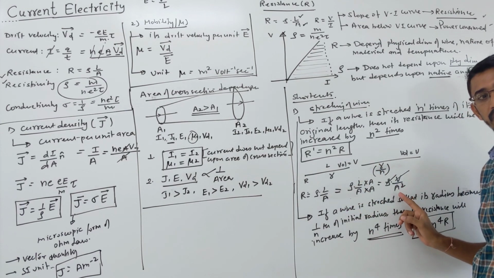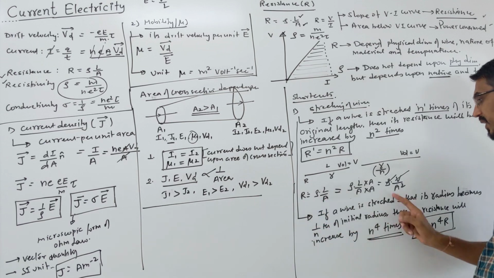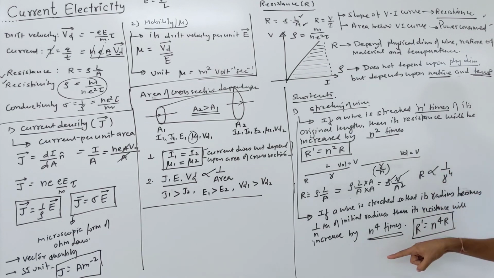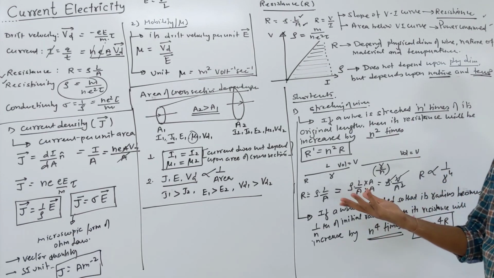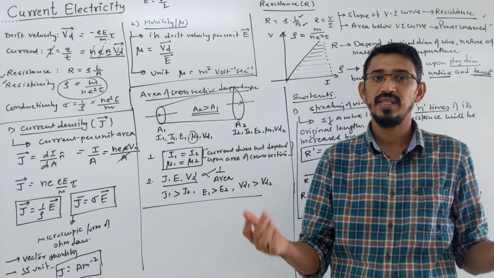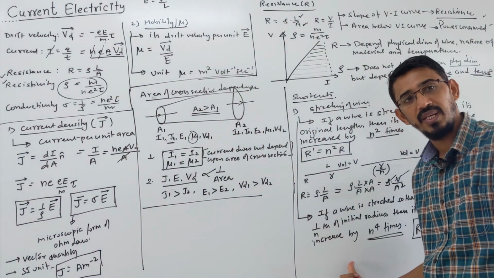radius will be r power 4 proportional, because area is again pi r square. So resistance is proportional to what? R power 4. Radius is reduced by n times, resistance will increase by n power 4 times. So remember that when you stretch a wire, always resistance will increase. Length may be given, radius may be given.